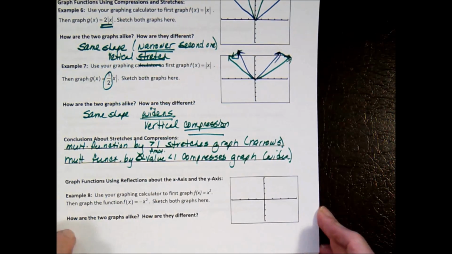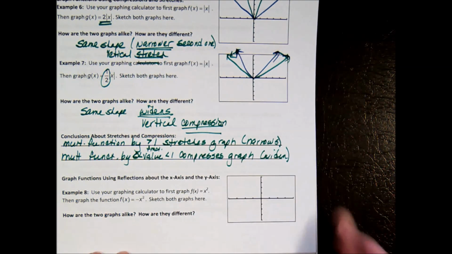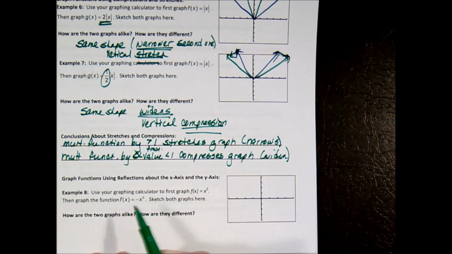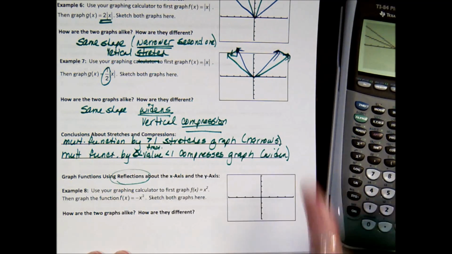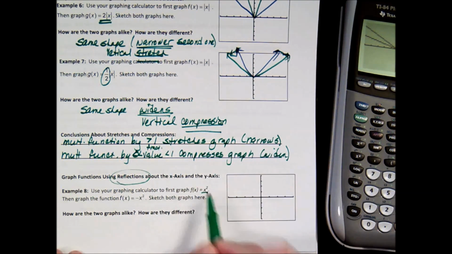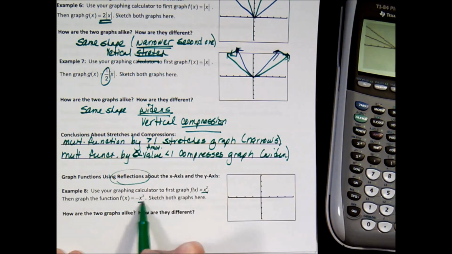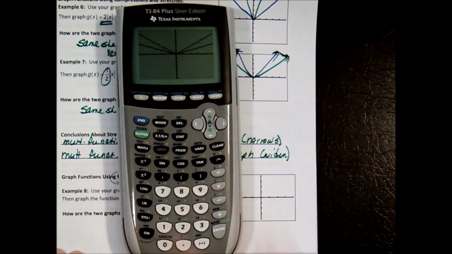All right, let's look at another function. We're going to go back to our x squared function because it's an easy one to see. And we're going to talk about reflections across the x-axis and y-axis. So in our graphing calculator, we're first going to graph x squared, and then we're going to write negative x squared.